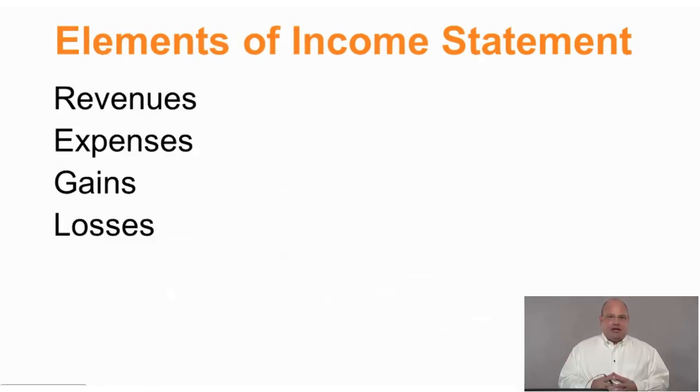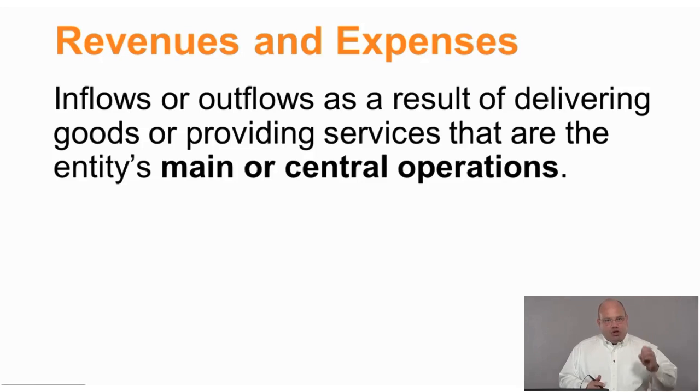Now, the elements of the income statement. The income statement is made up of revenues and expenses and gains and losses. What you need to know is the difference between a revenue and a gain and an expense and a loss. And it's relatively straightforward. Revenues and expenses are those inflows or outflows that result from the main or central operations of the business. That's the key phrase, main or central operations. If it is what the company is in business to do, those are revenues and expenses.